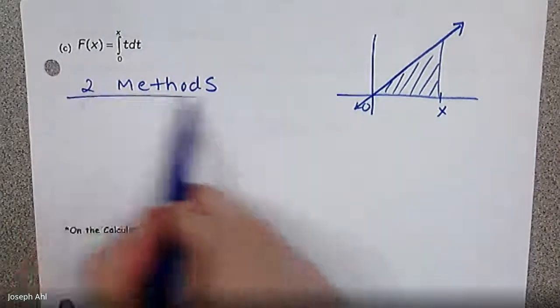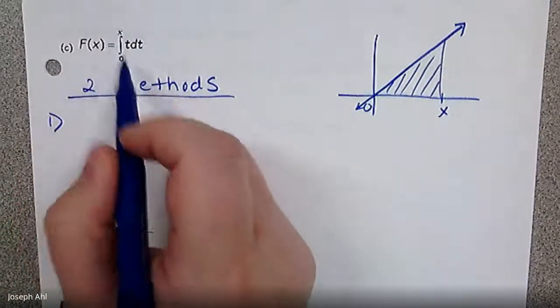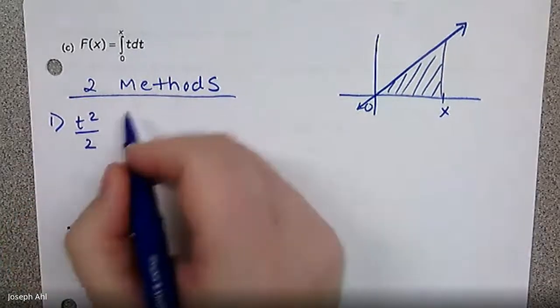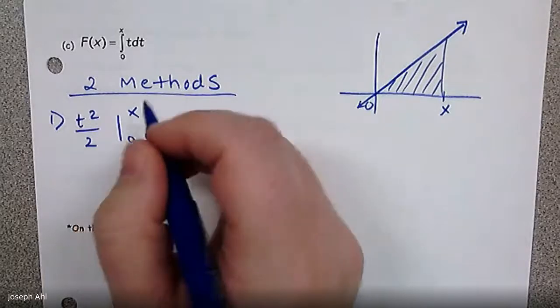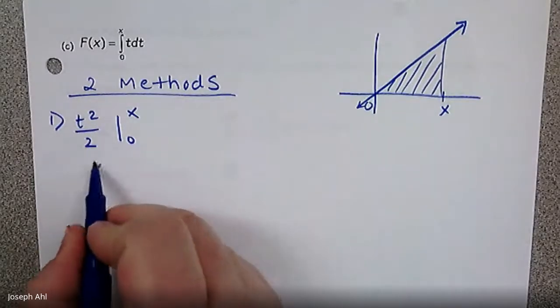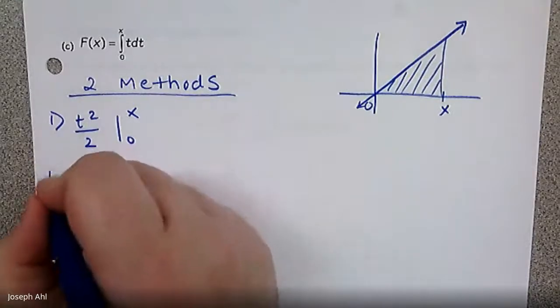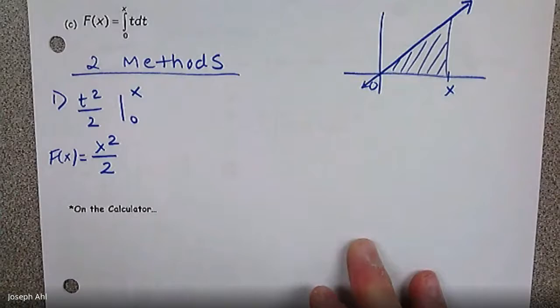Method 1 is to do the definite integral with respect to these bounds. The integral of t is going to be t squared over 2 with my upper and lower bounds of 0 and x. This is going to become x squared over 2, and then minus 0. So the function F of x is really equal to x squared over 2.